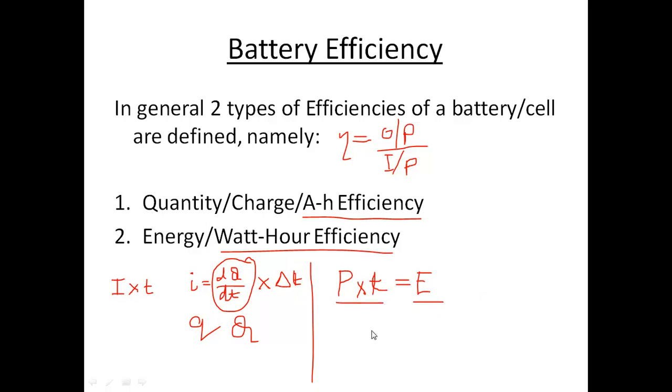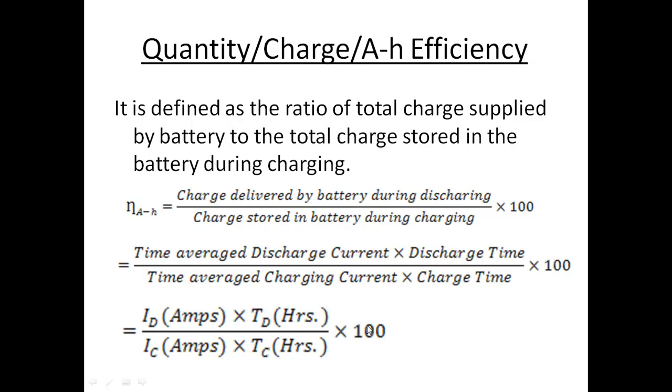So in this case, for a battery, we are talking about the ratio of output energy by input energy. How much energy the battery can supply to a load divided by how much energy we require to charge the battery. So we look at the definitions of the charge efficiency or ampere hour efficiency. It is defined as the ratio of total charge supplied by the battery to the total charge stored in the battery during the charging period.